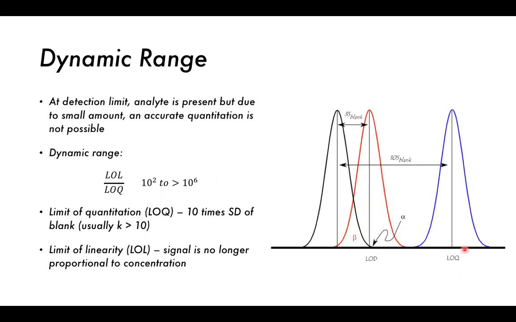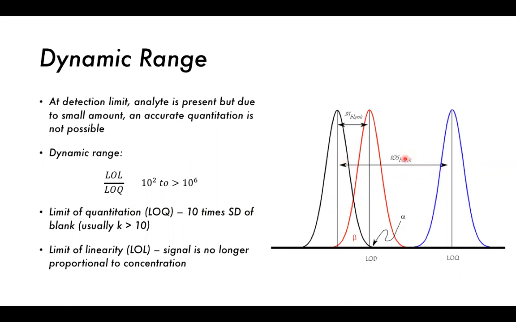The limit of quantitation is 10 times the standard deviation of the blank. So the dynamic range is the ratio of the limit of linearity to the limit of quantitation. It ranges usually from about 2 orders of magnitude to more than 6 orders of magnitude. So that's kind of going from tens to hundreds to thousands, and this is going all the way up to millions. So the limit of quantitation is K times the standard deviation of the blank, K being the number of times the standard deviation, which is usually 10.